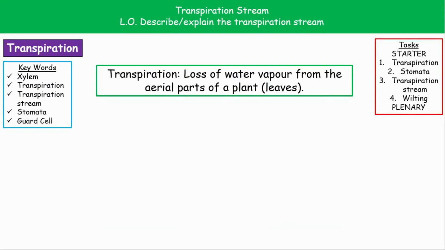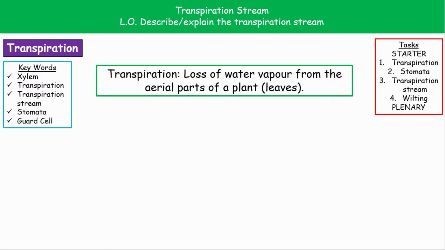To start us off, what we need to know is this definition. Now the good news is that if you learn this definition as I've given it to you on the screen, then it's going to hold good when you do A-level biology as well. So it's the same definition for GCSE and A-level. So transpiration is the loss of water vapour from the aerial parts of a plant. So you could get 2 marks for this.